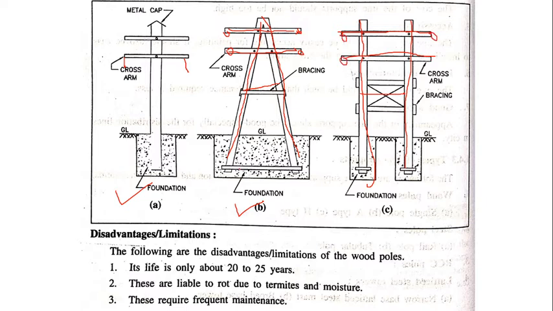Okay, now disadvantages and limitations. So the following are the disadvantages of the wooden pole. The first one is that its life is only 20 to 25 years. So life is less as compared to other types of poles. The second one is that these are liable to rot due to termites and moisture. Because its feet are grounded, the moisture comes into contact with the wood and damages it. So its overall life is reduced, and it requires frequent maintenance. That is the third disadvantage of this type of material.